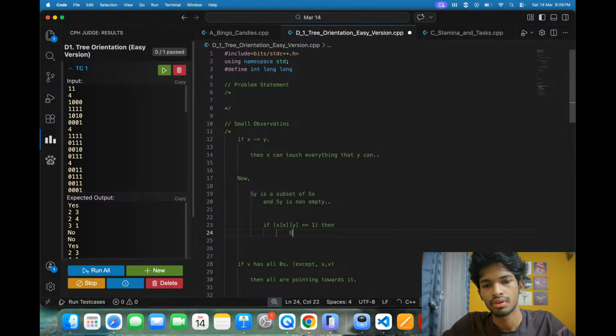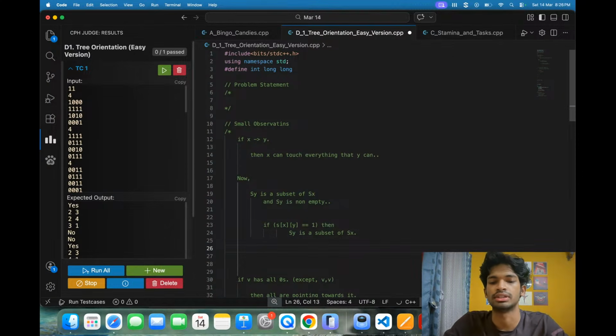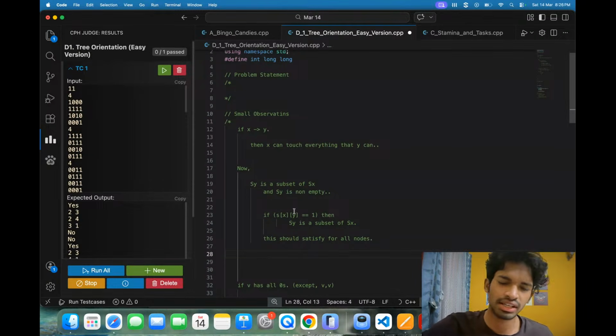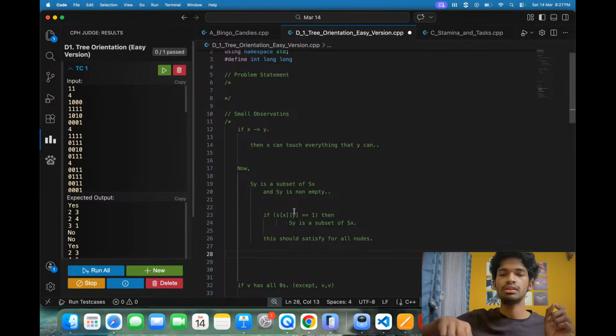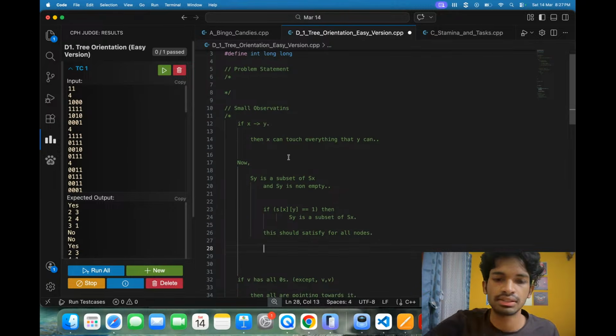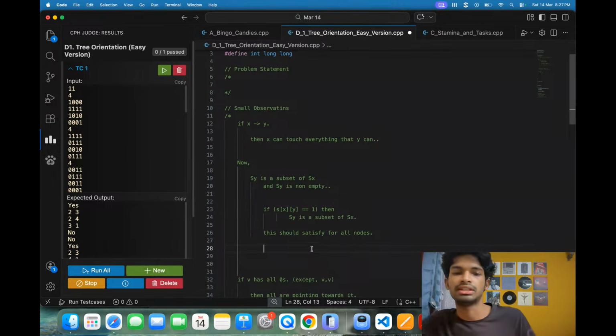Then Sy is a subset of Sx. So this should be satisfied for all pairs. This is a necessary condition, because if you can go from here to there, whatever you can reach from there, you can reach from here too, right? So this is a necessary condition. This should be satisfied.